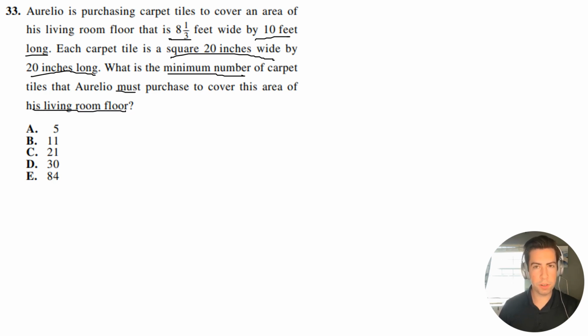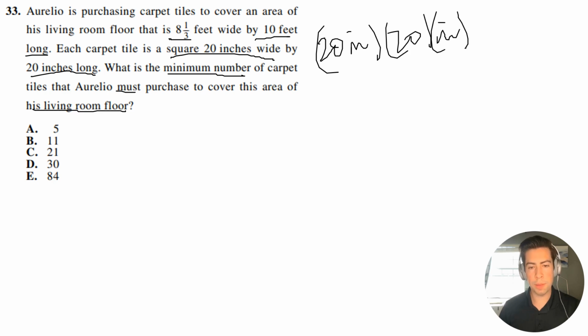All right, guys, so first of all, let's just get our units. Let's get everything to have the same units. So if the square is 20 inches wide by 20 inches long, let's go ahead and convert that to feet squared. So what I'm going to do here is 20 inches times 20 inches, and I'm going to get 400 inches squared.